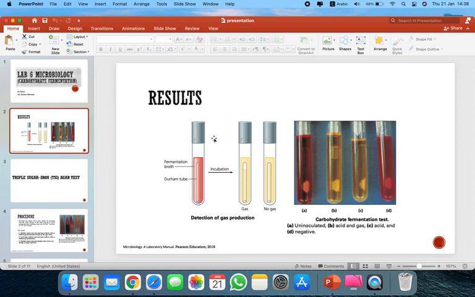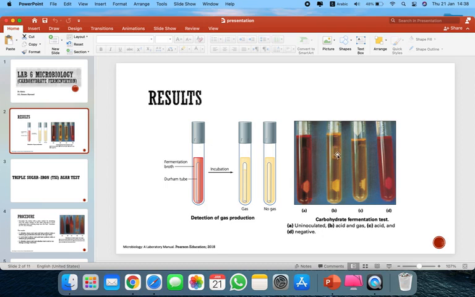First of all, I have some organisms, and I have to inoculate them into the broth containing the test sugar. Okay, this broth, for example, has the sugar, and I have to incubate it for 3 days at 37 degrees. So what will be the result?